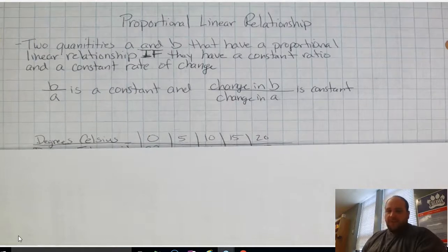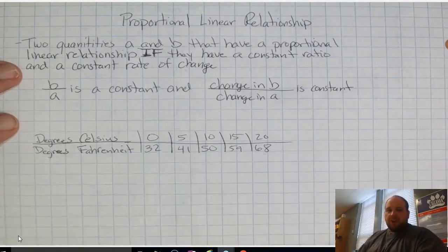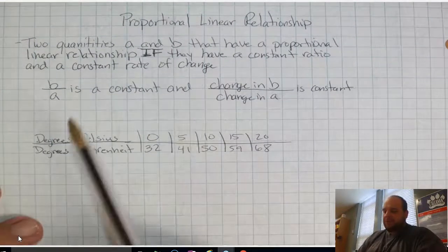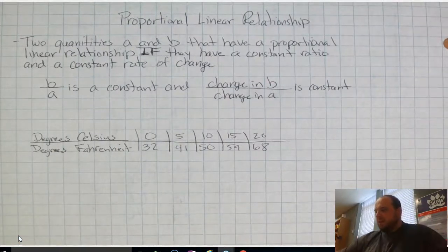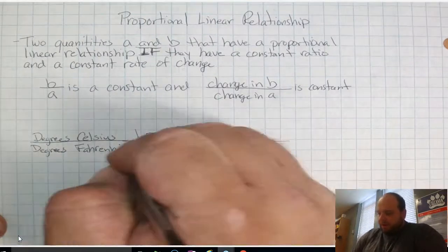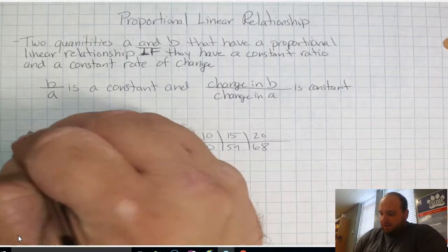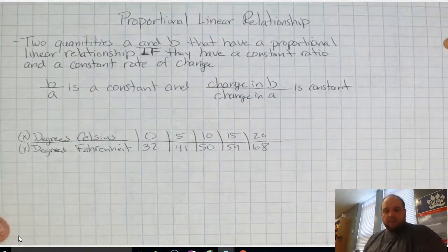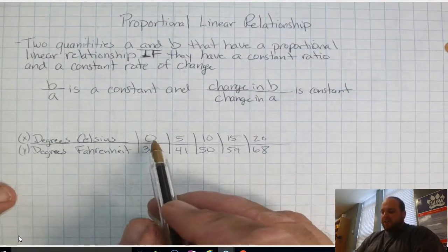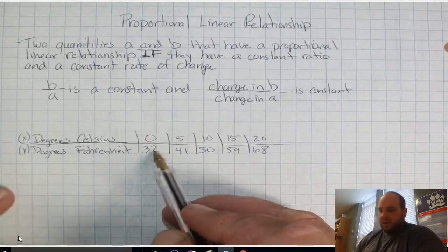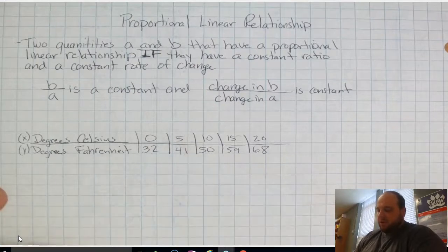First example, I'm going to look at: is there a proportional linear relationship between the degrees Celsius and the degrees Fahrenheit? That's what I'm trying to determine here. With Fahrenheit as my Y value and Celsius as my X value, I have my table here. I know that 0 degrees Celsius is 32 degrees Fahrenheit, 5 degrees Celsius is 41 degrees Fahrenheit, and so forth.